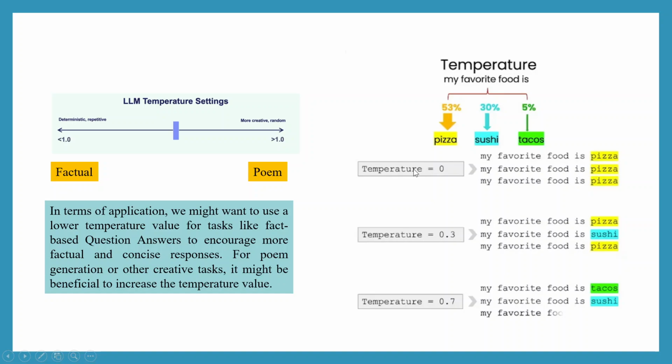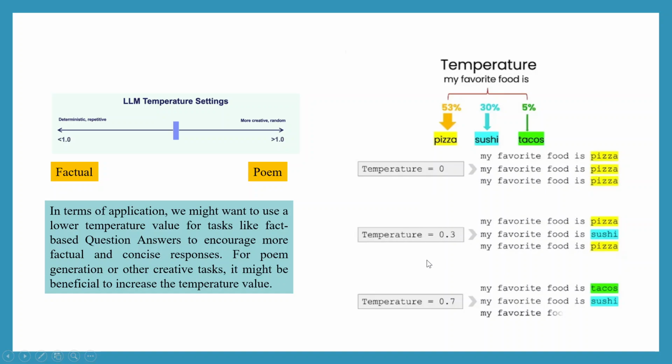Now just see on the right hand side, you can see the decision tree. The phrase is, my favorite food is. What is the probability of the next word? My favorite food is pizza. Its probability is 53%. Sushi is 30%. Tacos is 5%. When I set the temperature equal to 0, it will pick the word with maximum probability. So my favorite food is pizza.